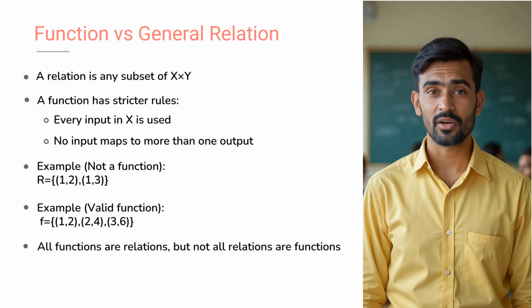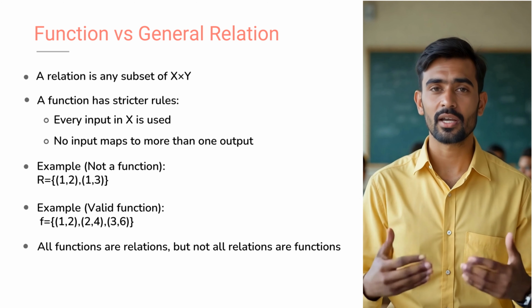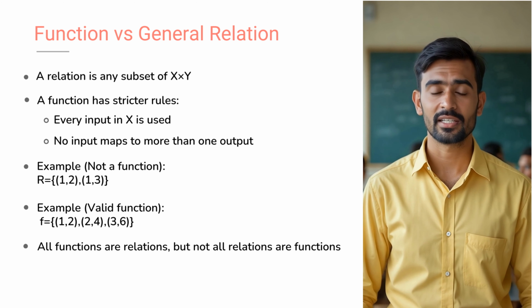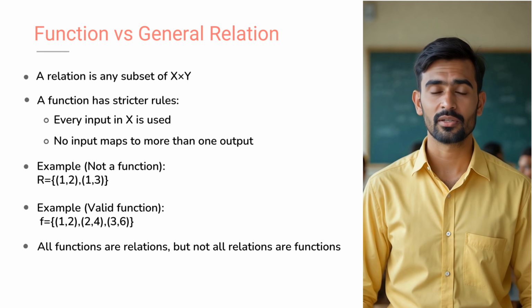Let's recall, a relation from set X to Y is just a subset of the Cartesian product X × Y. But a function is more strict. It's a relation with an extra rule. Every input must give one and only one output. That means no input in X is left out, and no input gives two or more outputs.